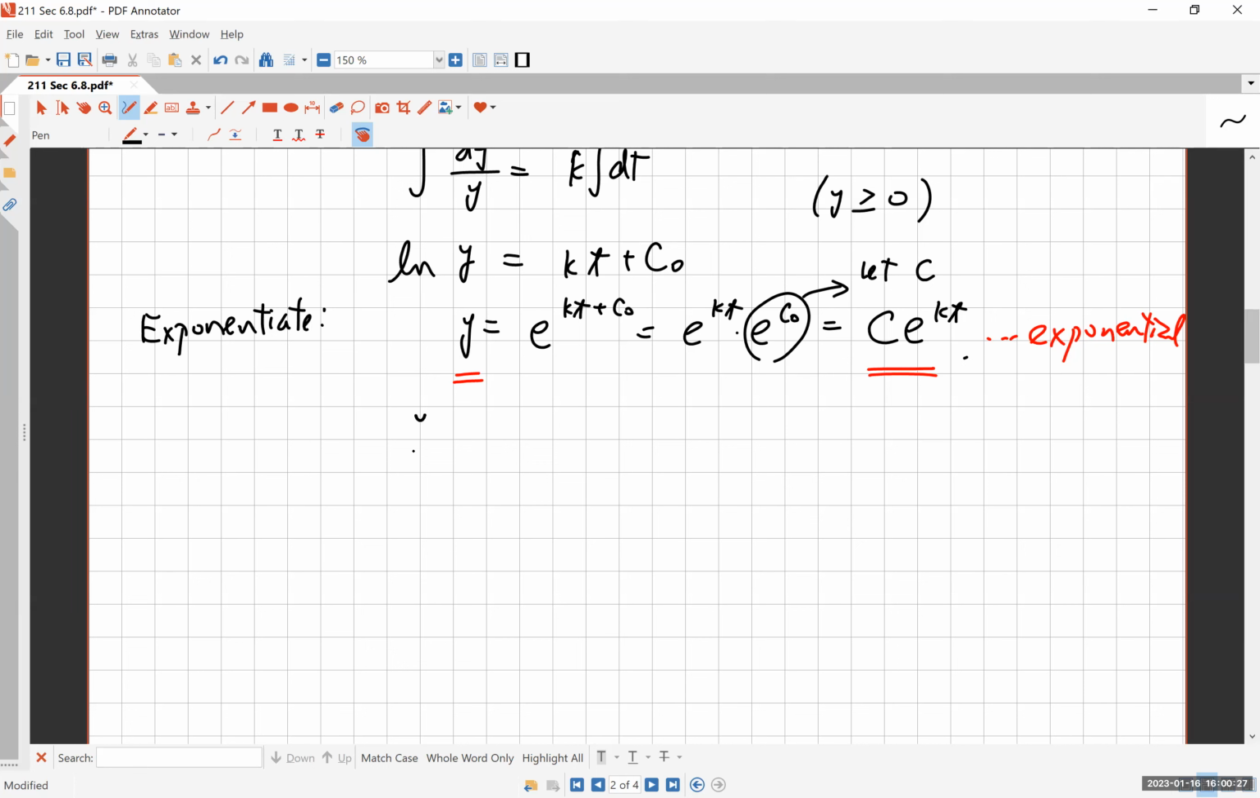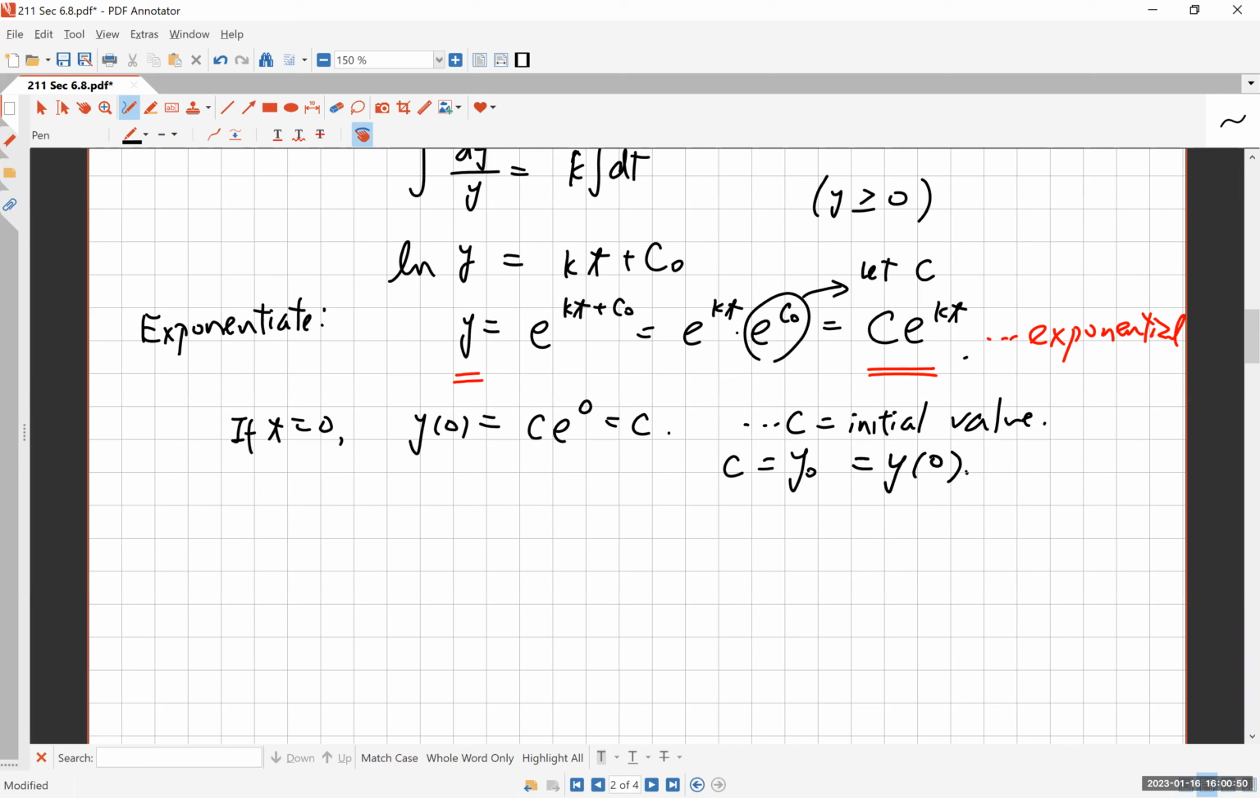Now, if t is equal to 0, that's going to give you the initial population or initial value, and that's going to be c times e to the 0, which is c. So c is the initial value. Typically, it's written as y naught. So that will be y at time 0.